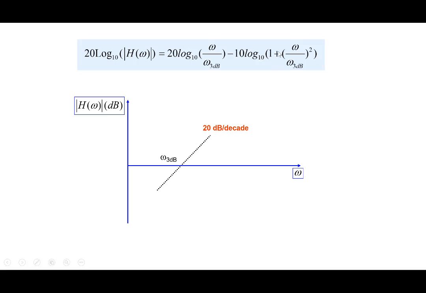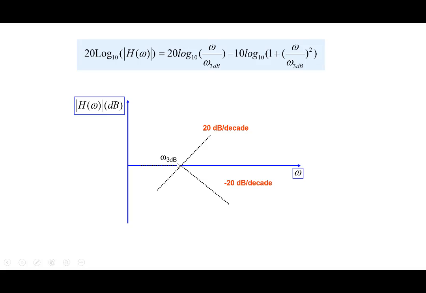This one, it also has a corner point at omega 3 dB. But remember, we've already seen a term like this. So what happens is this term is 0 till about omega 3 dB. And at that point, it starts to decrease by 20 dB per decade here. So it would be like this here, minus 20 dB per decade.